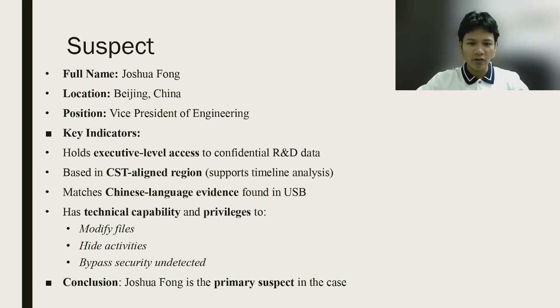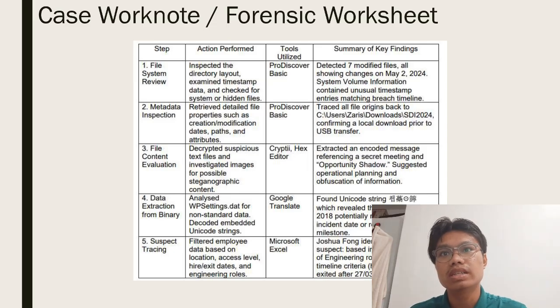His executive level role grants access to highly confidential R&D files. Additionally, his geographic location aligns with the file timestamps and Chinese language artifacts discovered in the data. This positioned him as the primary suspect with both the capability and opportunity to alter and embed content on the USB without detection. Next is a case worknote or forensic worksheet.